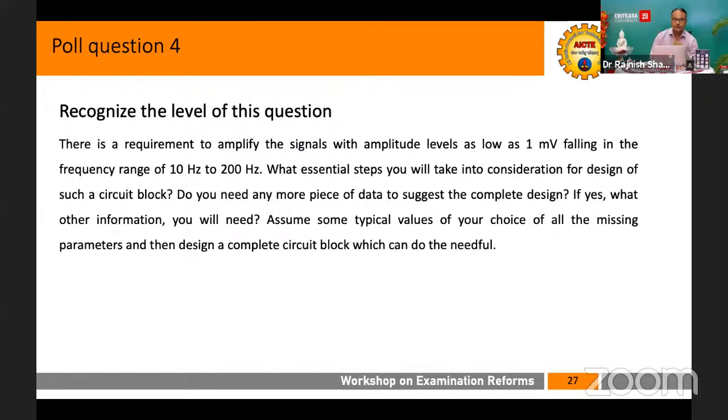Yes, the poll is on. Please go through the question very carefully and then assign this question a particular level.